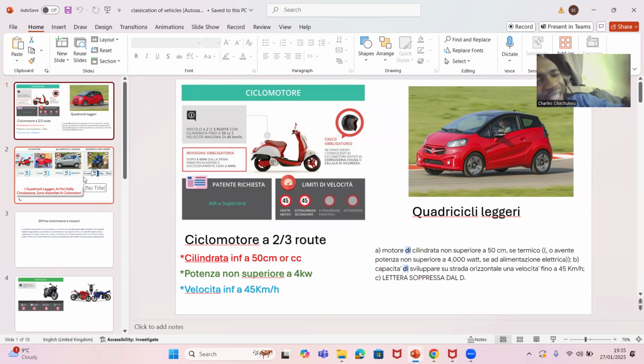Now the trick with this. For quadricicli non leggeri, the only thing that changes is the horsepower. In this particular situation, the horsepower ranges from 11 kilowatts to 15 kilowatts. Remember that inside quadricicli non leggeri, we also have what they call tricicli a motore. Tricicli, that's why we get 3 wheels. Sometimes you see a triciclo and ask yourself, is it under ciclomotore or motocicli? That's a deep question. For you to understand that, you need to know their characteristics.